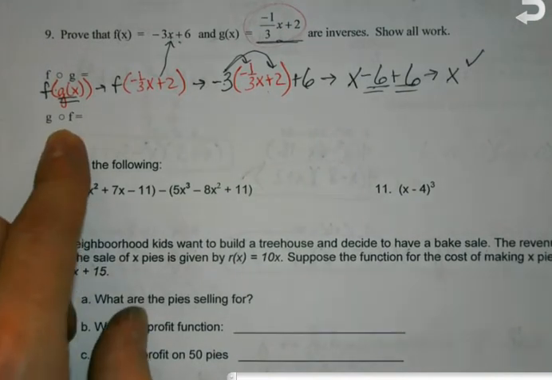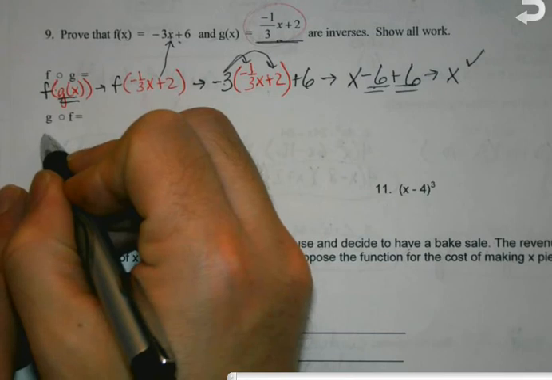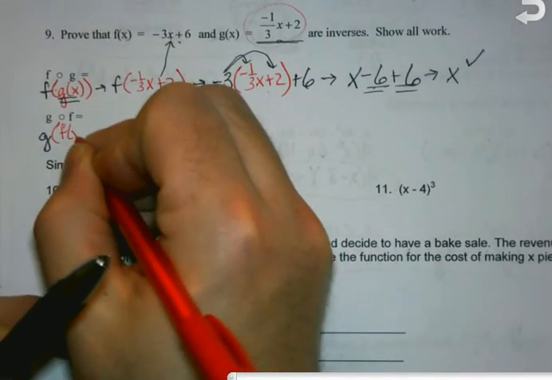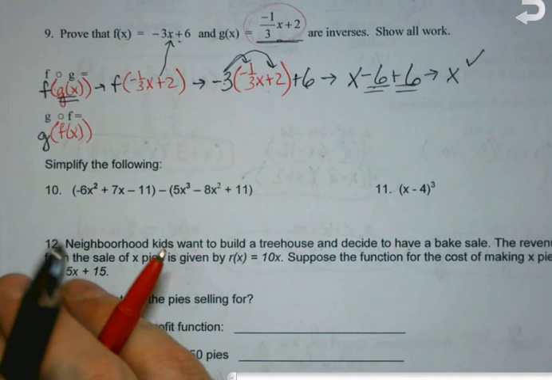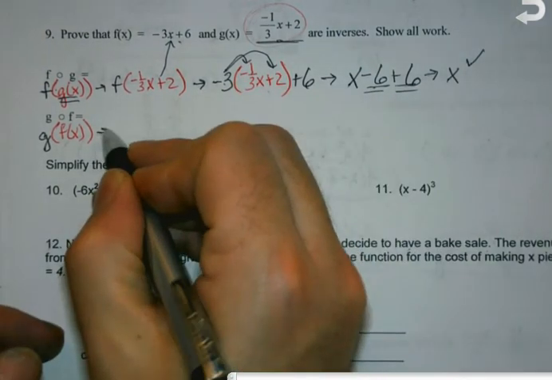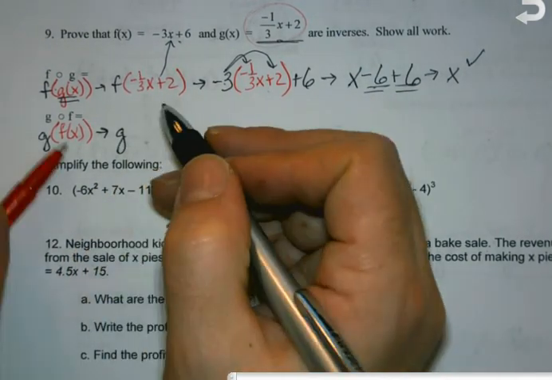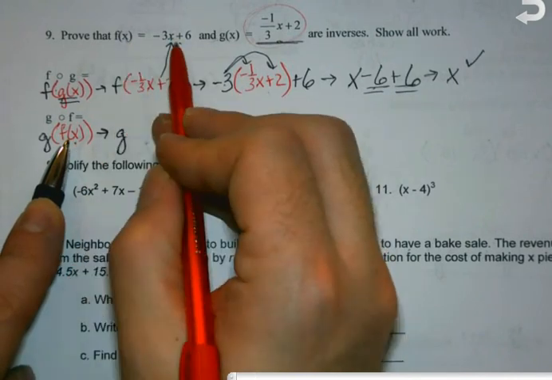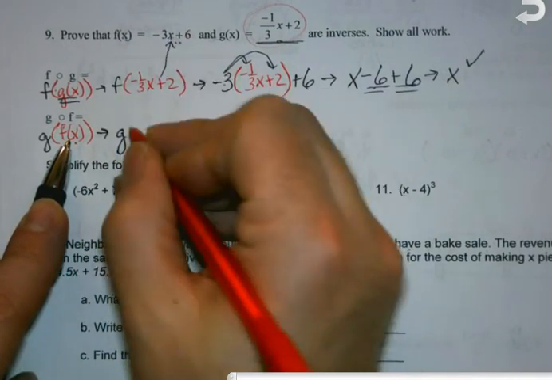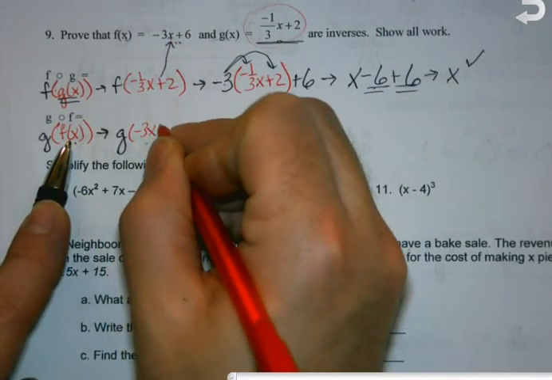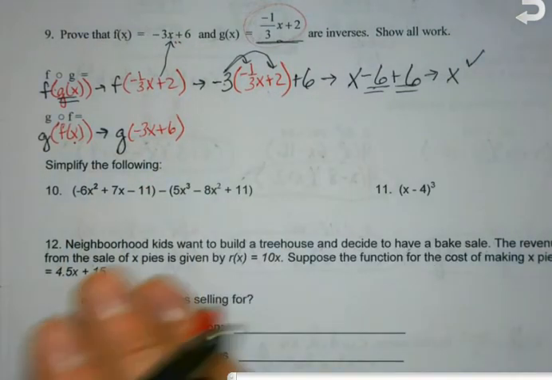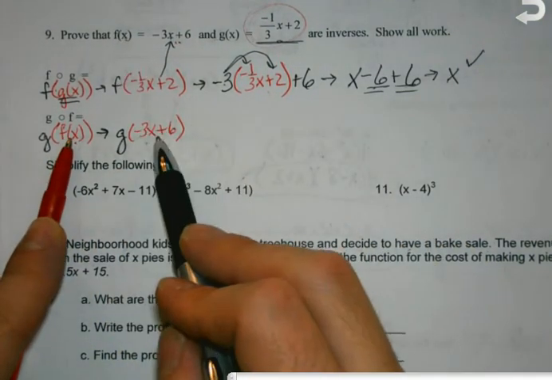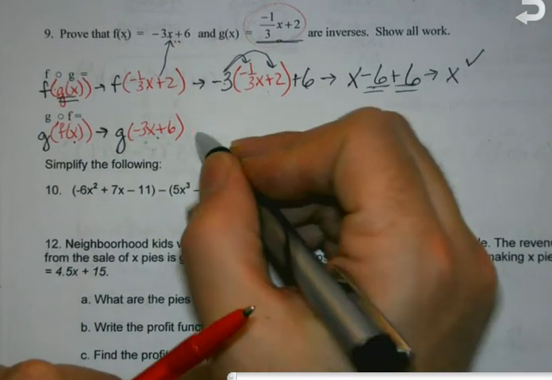If I do the exact same thing, but I switch the order, so I do g of f of x, same process. Replace what's in the parentheses, f of x, with its function, negative 3x plus 6. It's just a two-step substitution that we're doing. So f of x is replaced with its value.